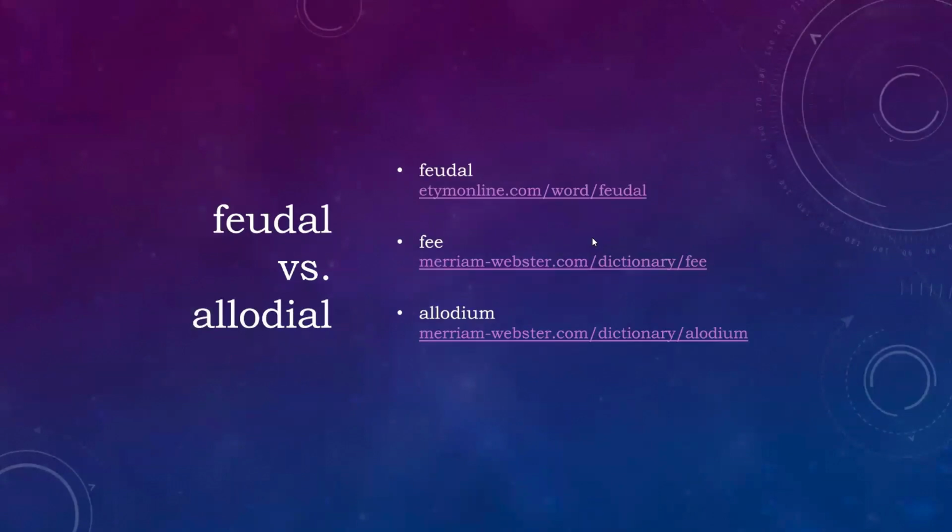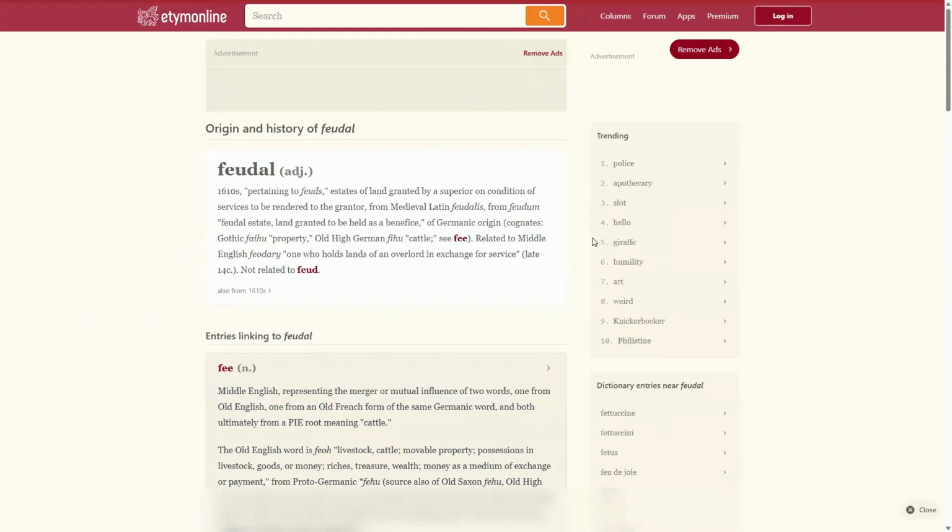Feudal versus allodial. It's basically estate versus land. Feudal refers to the estate, the real estate. Allodial is title to land. Feudal: pertaining to feuds, estates of land granted by a superior on condition of services to be rendered to the grantor. One who holds lands of an overlord in exchange for service.